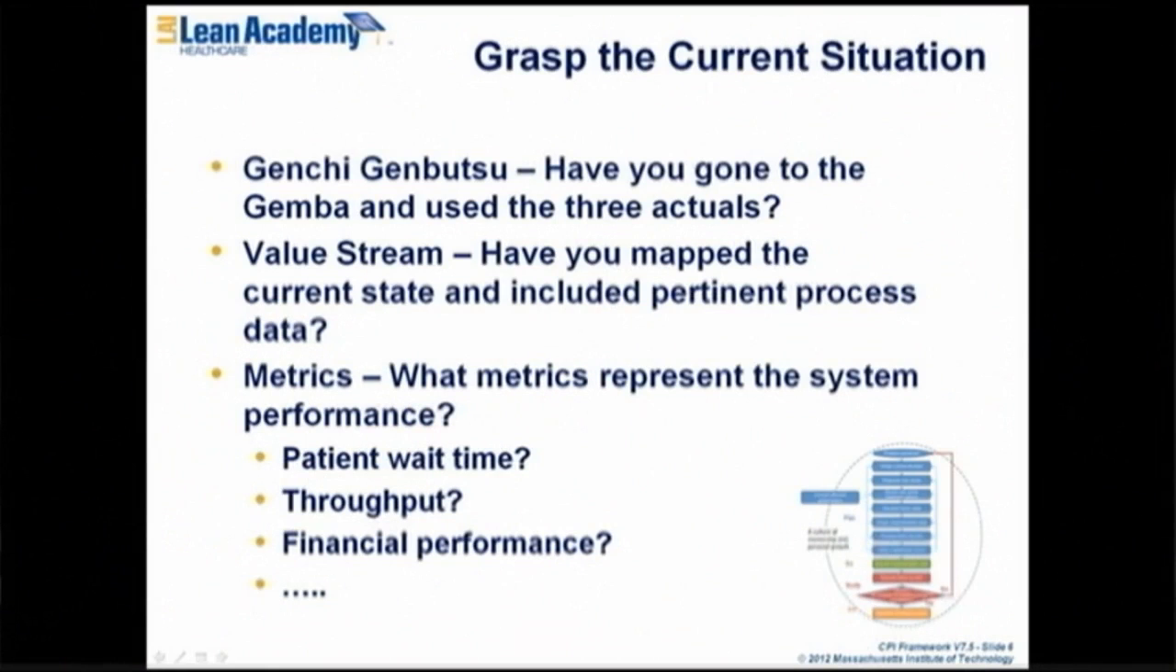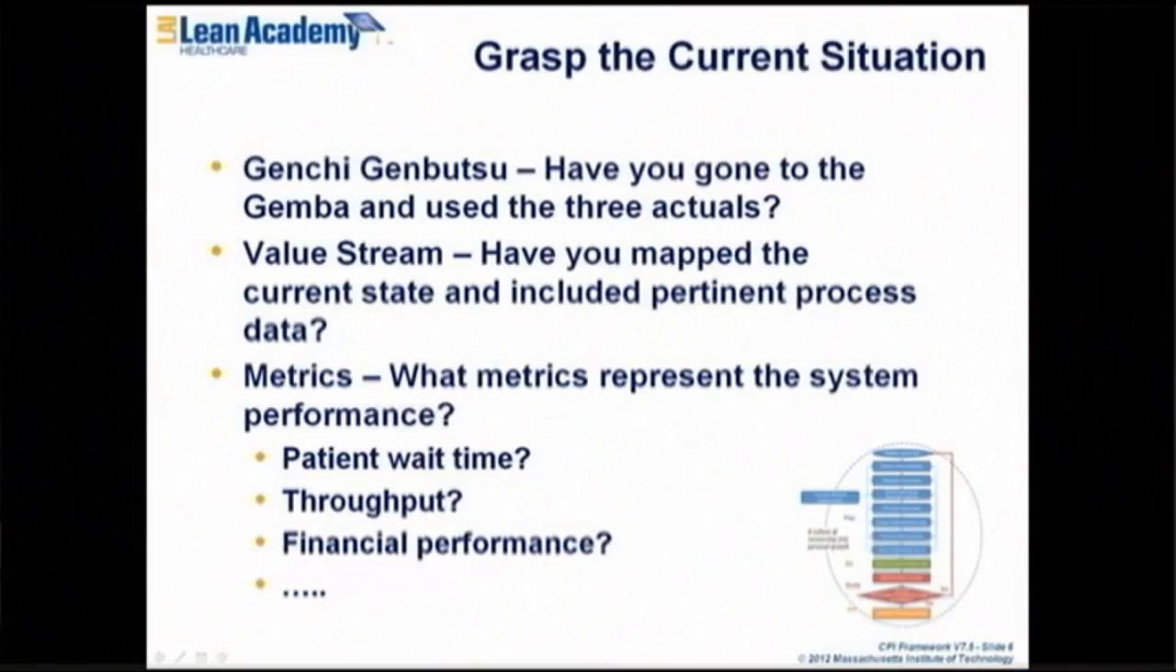And then you add on the process data. Also, like we talked about yesterday, add on things that will give you valuable information, but don't clutter it with all the information under the sun, because it isn't going to be useful, and you won't have space for it if you do it on your A3 as well. Okay, so you need to think about what metrics represent the system performance. Wait time, throughput time, financial performance.